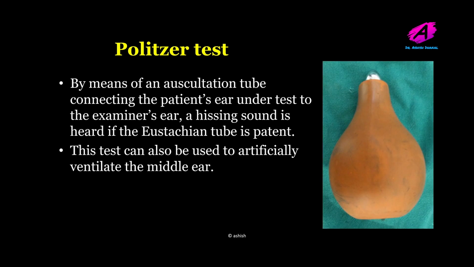By means of an auscultation tube connecting the patient's ear under test to the examiner's ear, a hissing sound is heard if the Eustachian tube is patent. This test can also be used to artificially ventilate the middle ear. If the auscultation tube is not available, then you can ask the patient if there is some hissing sound or ear fullness present.